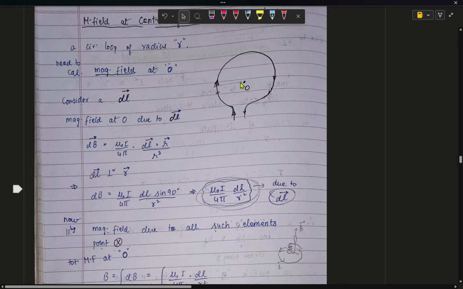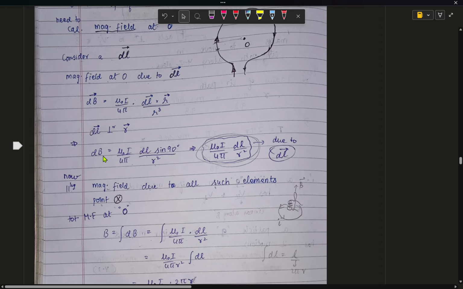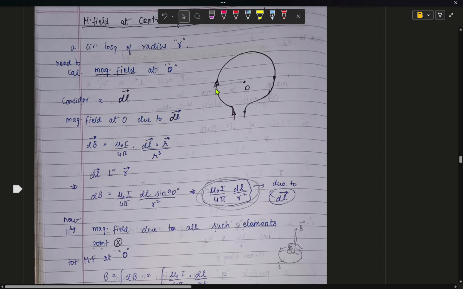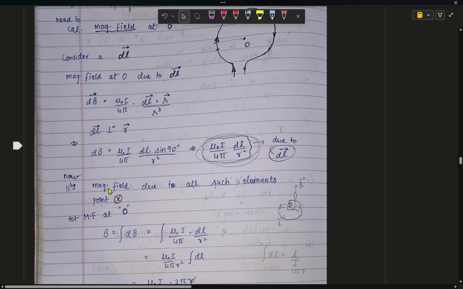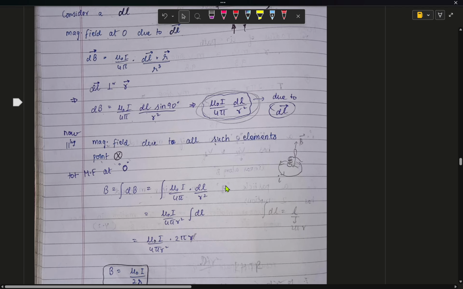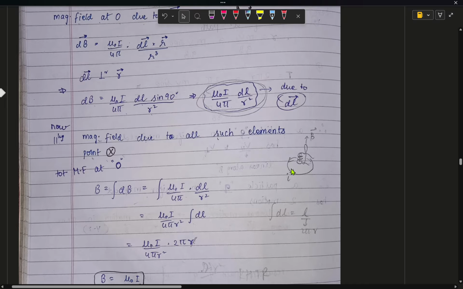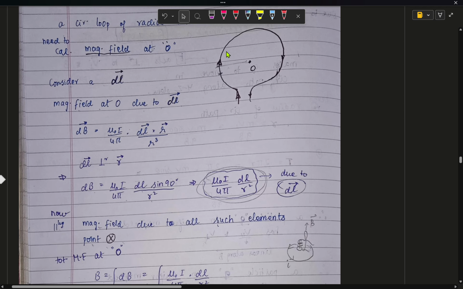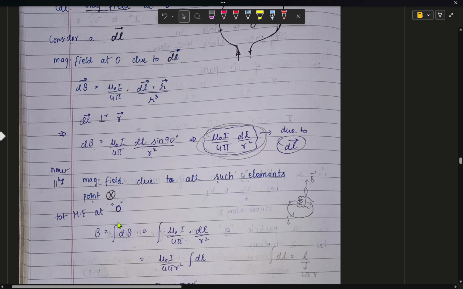dl is perpendicular to the radius, so taking the sine component, sine 90 is 1. So dB is mu naught I divided by 4 pi into dl by r square. This is the magnetic field produced due to the single small dl element. Similarly, for the magnetic field due to the complete ring, we integrate it from 0 to the complete length of the conductor, and you will get B, the magnetic field due to the entire conductor.